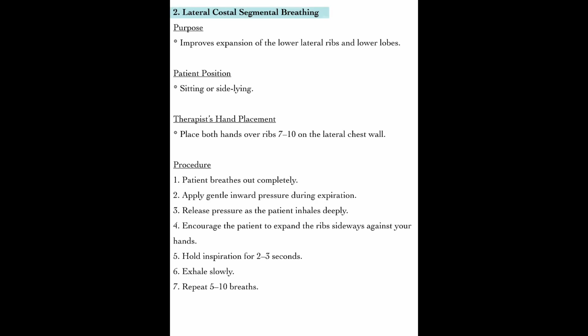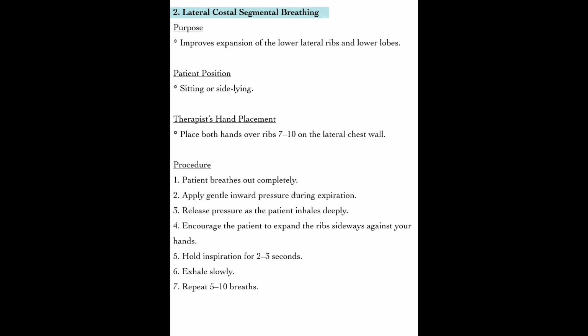Second is lateral costal segmental breathing. Purpose is to improve expansion of lower lateral ribs and lower lobes. Patient position: sitting or sidelying. Therapist hand placement: place both the hands over the ribs 7 to 10 on the lateral chest wall.